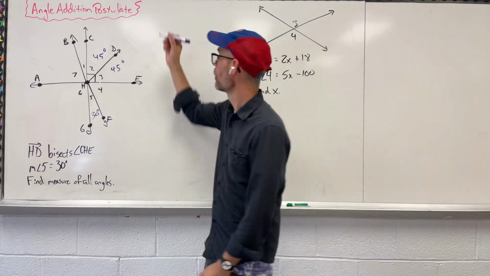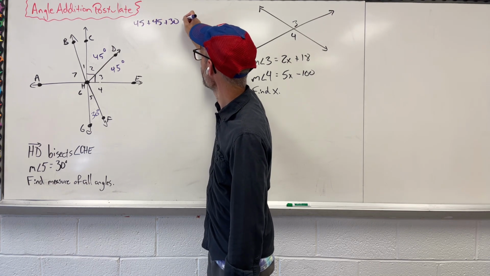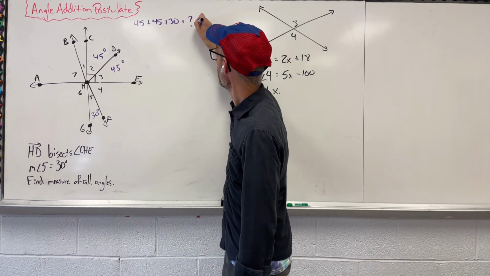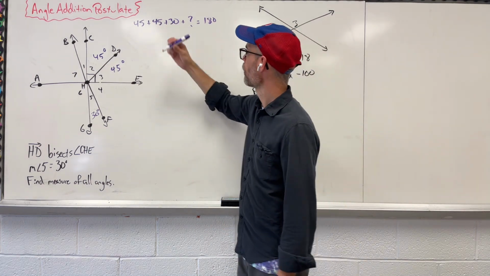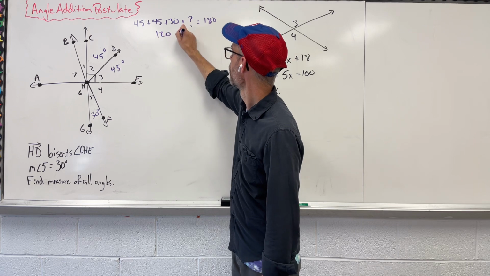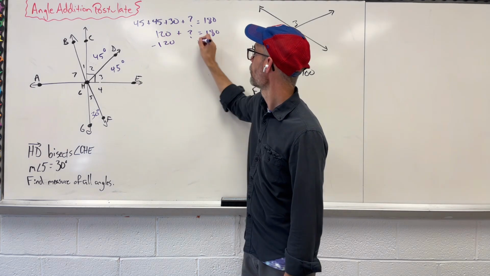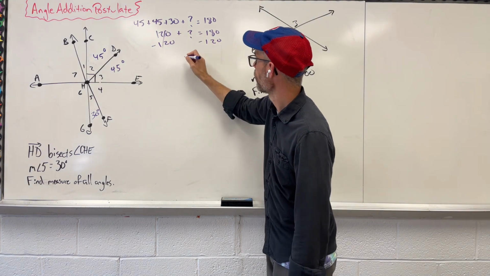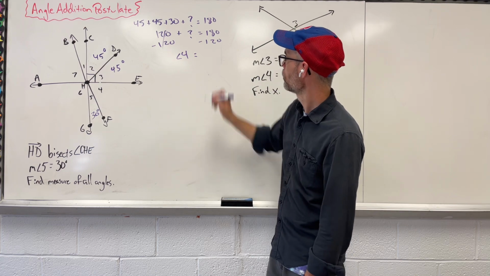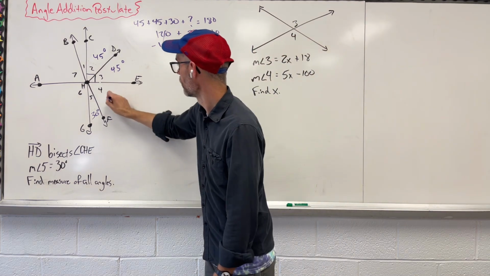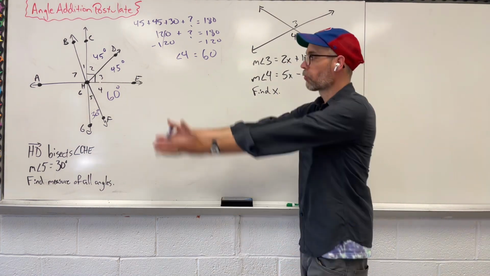Let's set up an equation. We can say 45 plus 45 plus 30 plus mystery equals 180. We get 90 and 30, which is 120. Minus 120, using our inverse operations. That angle 4 is equal to 60. Cool.